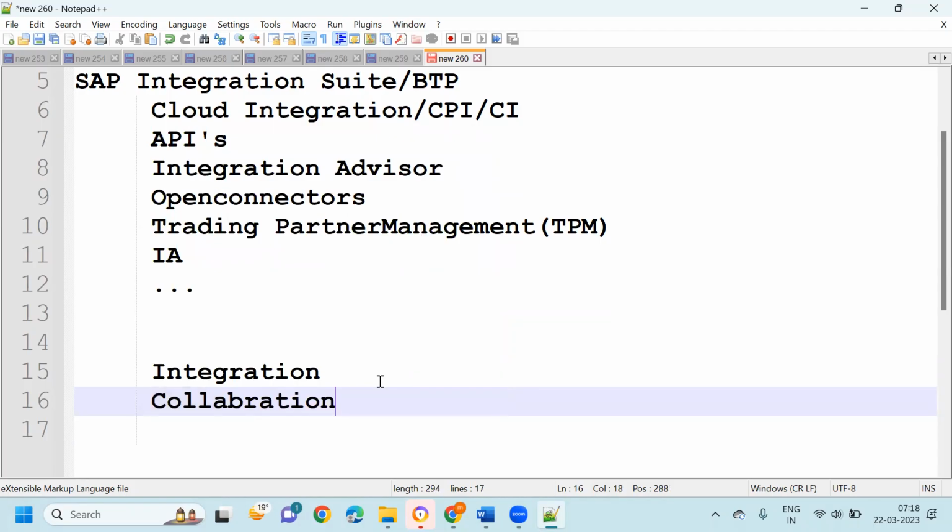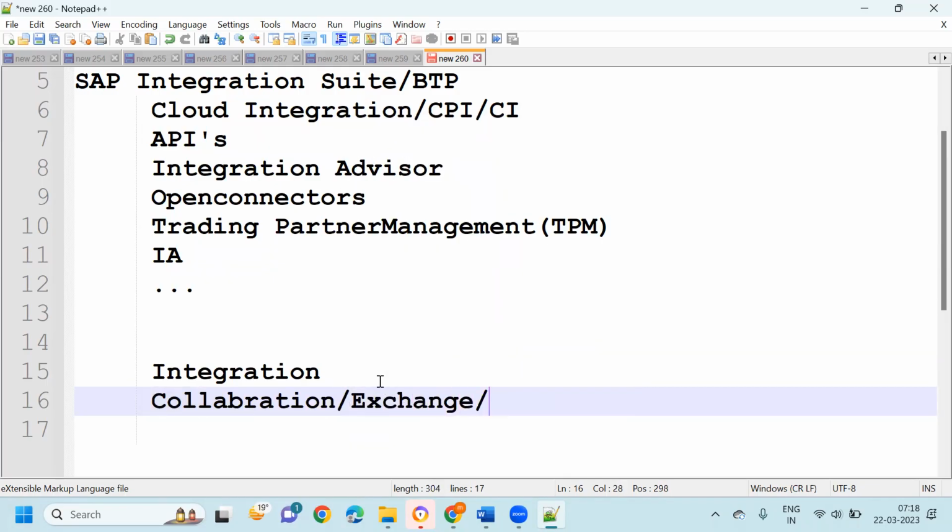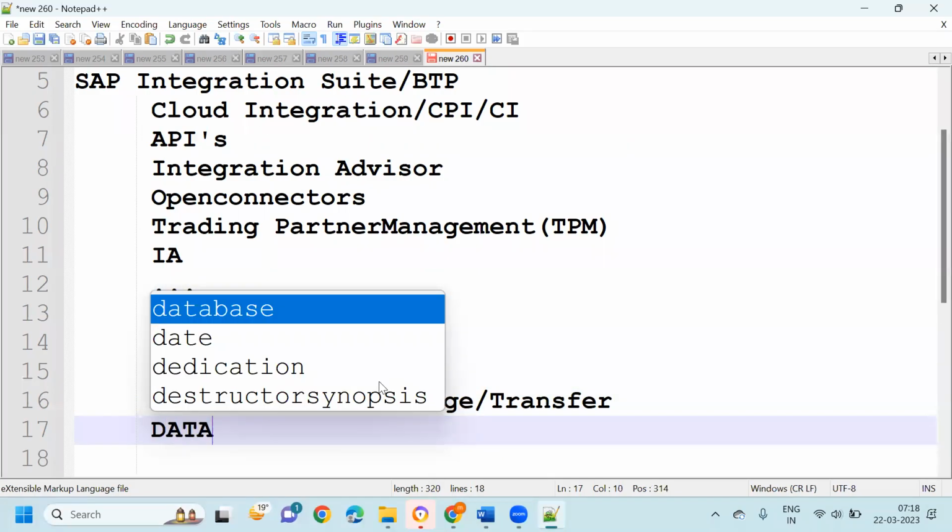Integration is nothing but collaboration. It is also called an exchange, or a transfer. So what are we going to transfer? In computer language, it is always data. What data? It may be any data here.